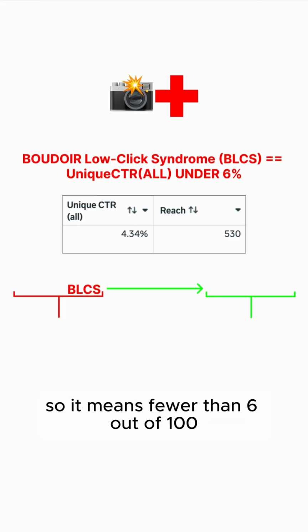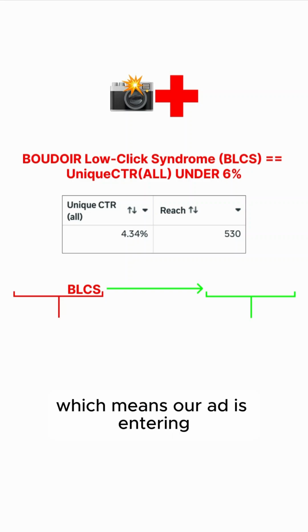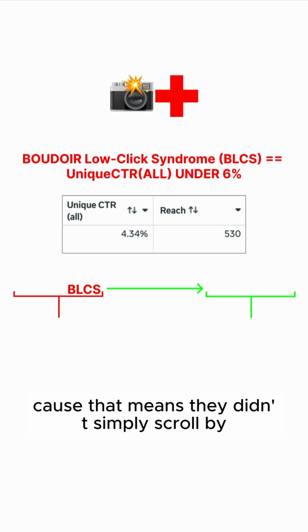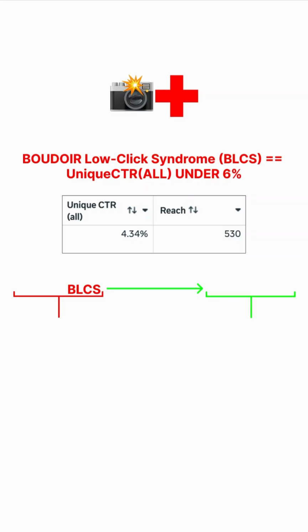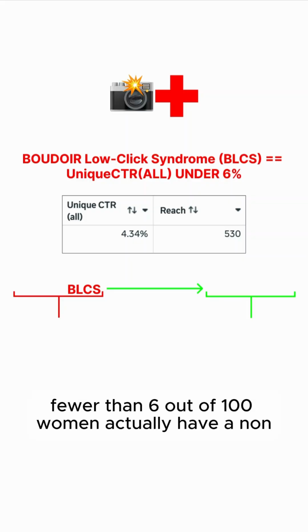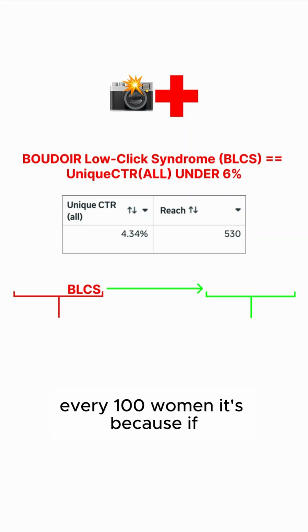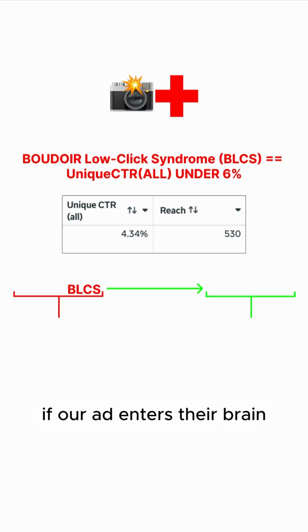That means fewer than 6 out of every 100 women are clicking somewhere on our Boudoir Facebook ad, which means our ad is entering fewer than 6 out of 100 women's brains, because if they clicked on it, they didn't simply scroll by. And that means fewer than 6 out of 100 women actually have a non-zero chance of buying from us, because the only way they have a chance of buying from us is if our ad enters their brain. So unique CTR is kind of the master metric, the leading metric.